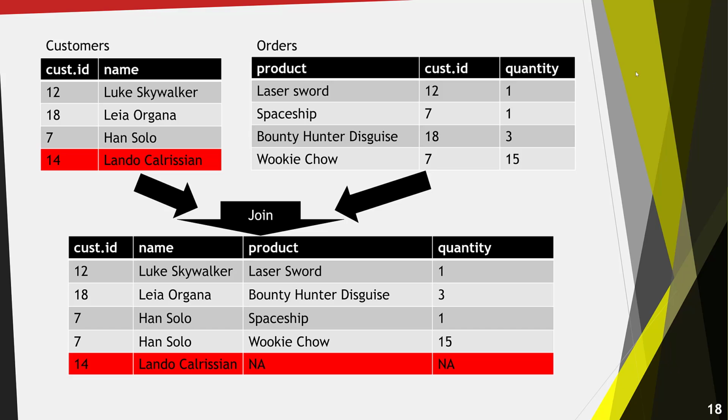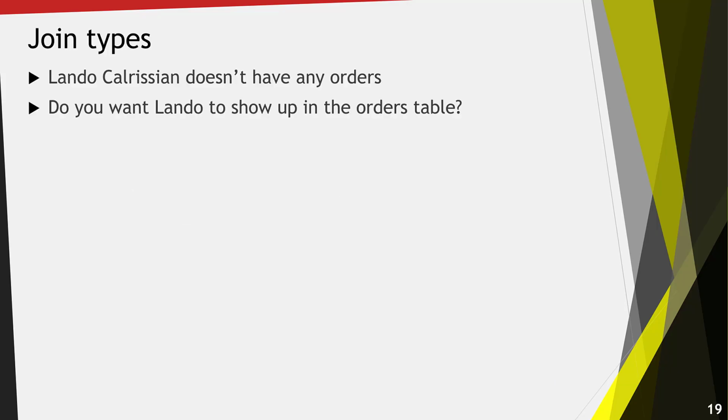Finally, moving to the last row of the customers table, customer ID 14, Lando Calrissian, has no corresponding orders. This means the last row of the joined table has customer ID 14, Lando Calrissian. There are no corresponding product orders, so you have NA for both the product name and the product quantity. So in this example, Lando Calrissian doesn't have any orders.